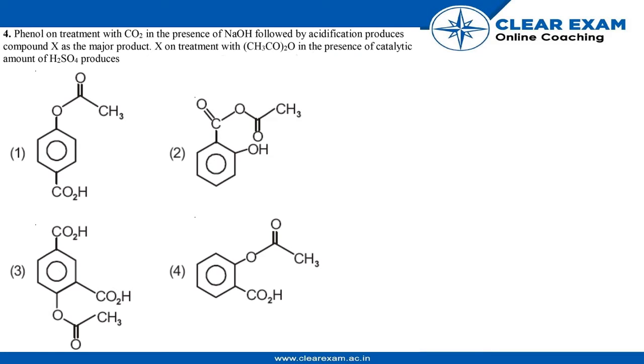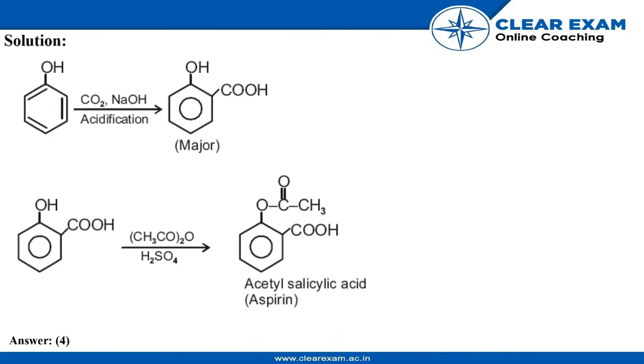So now let us discuss question 4. The question is: phenol on treatment with CO2 in the presence of NaOH followed by acidification produces compound X as a major product. X on treatment with CH3CO2O in the presence of catalytic amount of H2SO4 produces. These four options are given. Try to solve this question. Now let us find the solution.